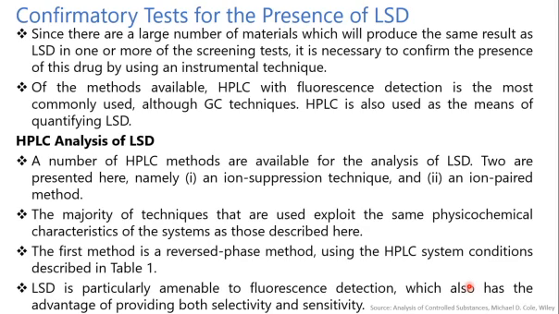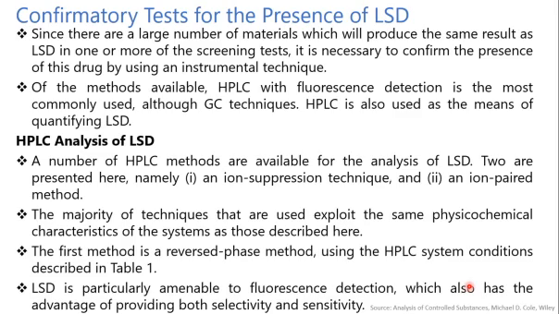HPLC is also used as a means for the quantification of the LSD. That means we have to quantify the given LSD sample by using the HPLC. So first, HPLC analysis of LSD. A number of HPLC methods are available for the analysis of LSD. Two are presented here, namely the ion suppression technique and the ion paired method. The majority of techniques that are used exploit the same physicochemical characteristics of the system as those described here.